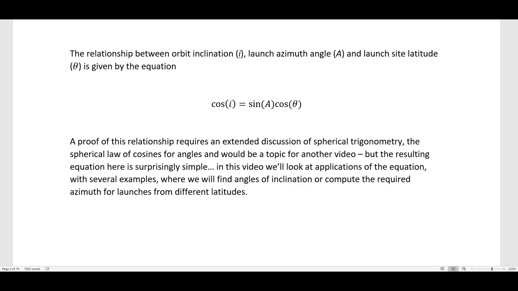So this is it. This is the equation. The relationship between orbit inclination I, the launch azimuth angle A, and launch site latitude theta is given by this equation: the cosine of I equals the sine of A times the cosine of theta. The proof of this relationship requires an extended discussion of spherical trigonometry and the spherical laws of cosines for angles, and would be a topic for a whole other video, but the resulting equation is surprisingly simple, considering the three-dimensional relationship between all of those different angles. So in this video, we'll just look at applications of this equation with several examples, and we'll find angles of inclination or compute the required azimuth for launches at different latitudes.